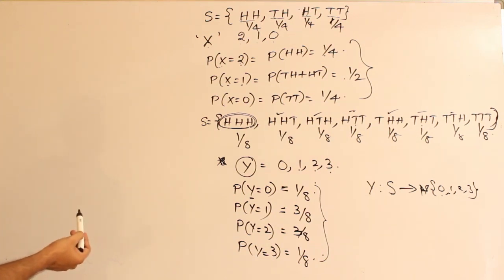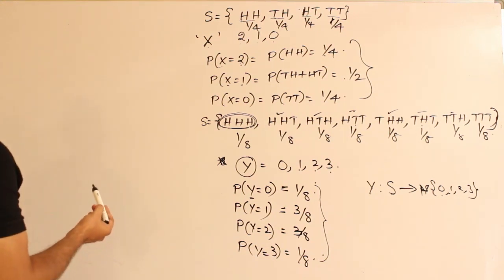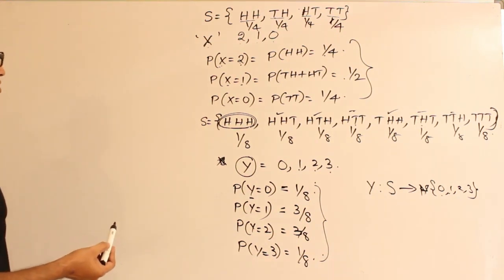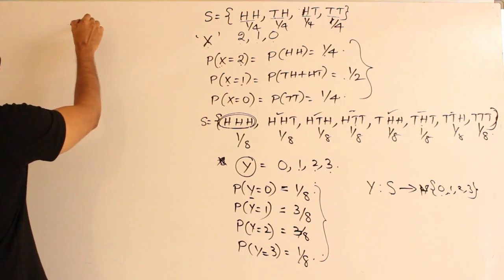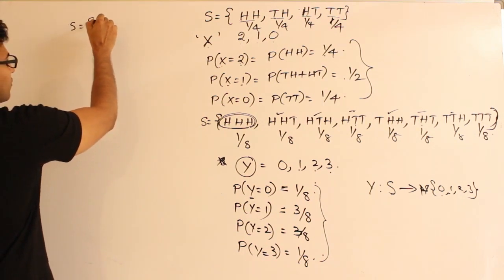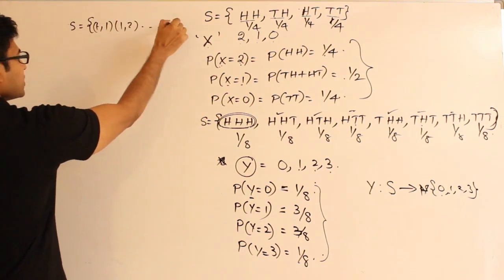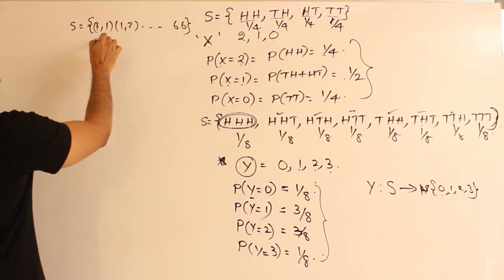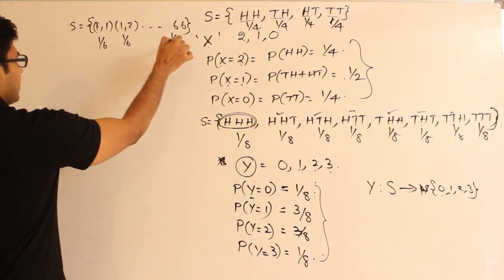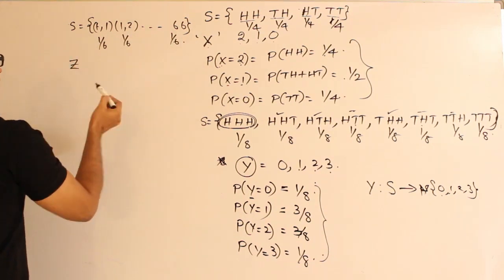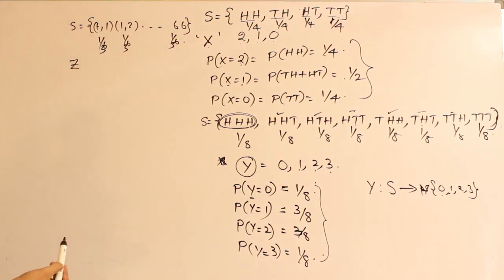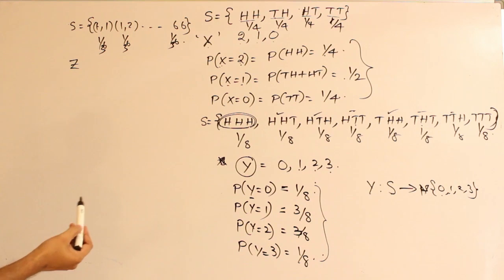Now let us say when I am going to roll 2 dice, so how many outputs will be possible? Totally S equal to 1 1, 1 2, so on to 6 6, which means 36 outputs will be possible and the probability of each output will be 1 by 36. And then we can define a new random variable Z in such a way that Z is the sum of whatever comes on two dice.